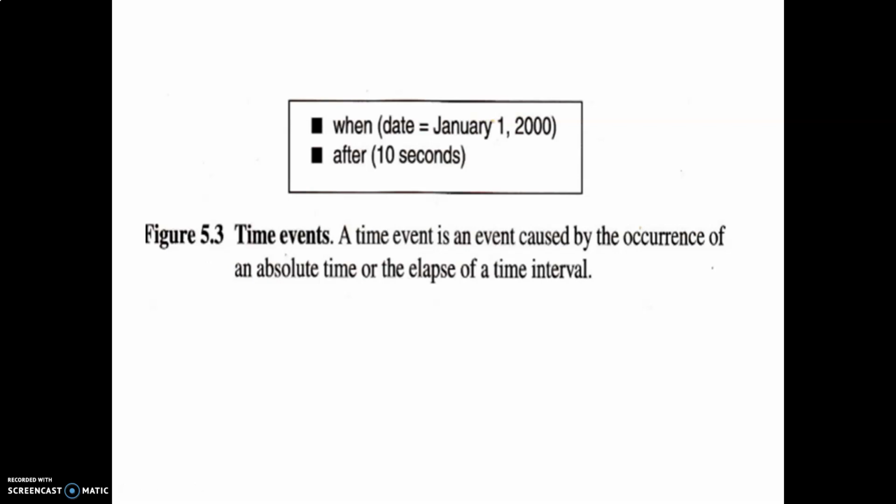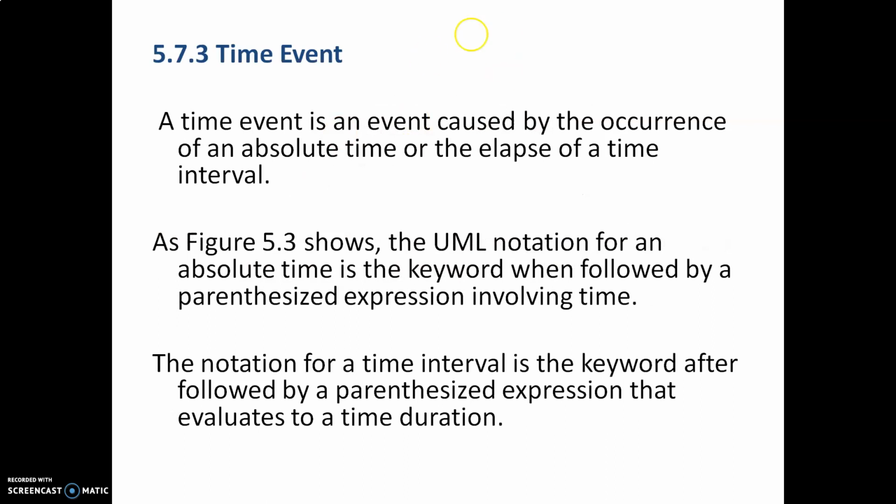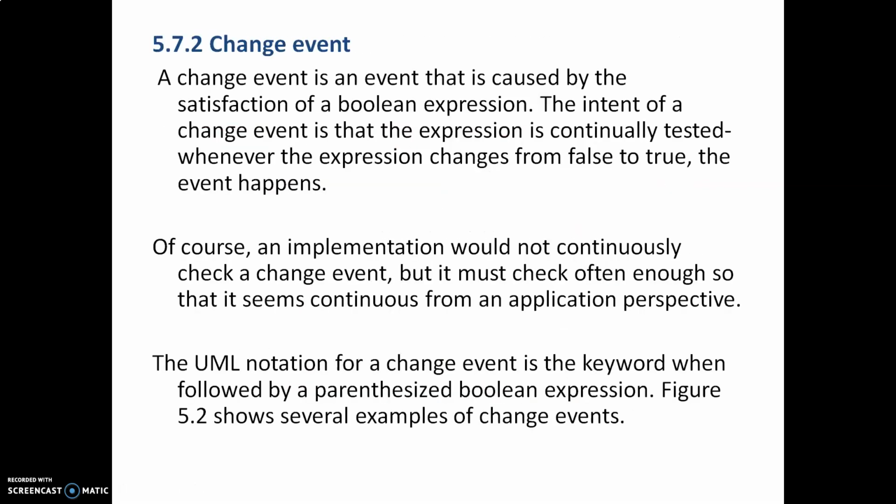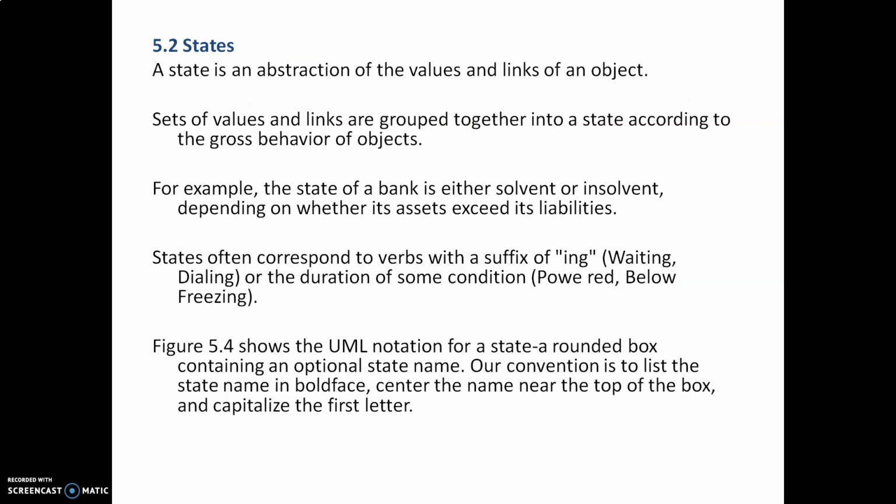One important question from your external exam point of view from this chapter is: what do you mean by a state, what is an event, and what are the different kinds of events? This is quite frequently asked. You need to define all those things, state the UML notations, and give examples. The three events that we have looked at so far are the signal event, the change event, and the time event.